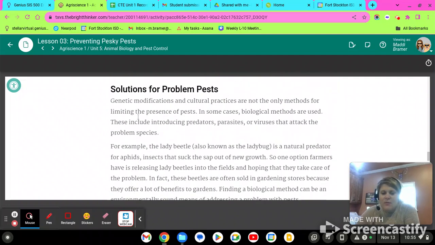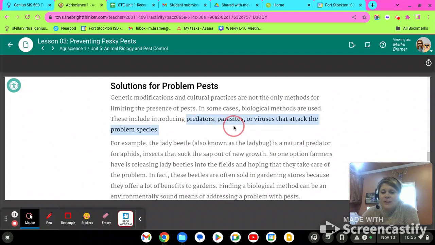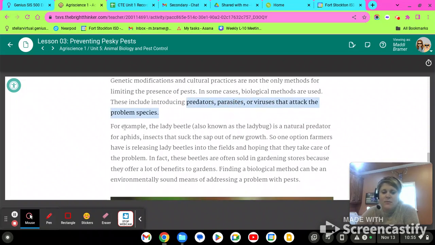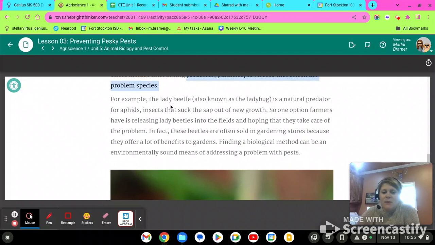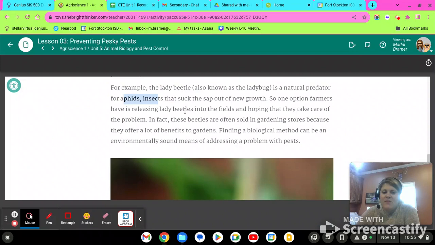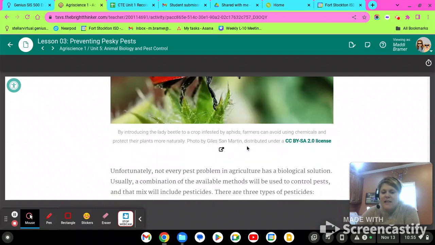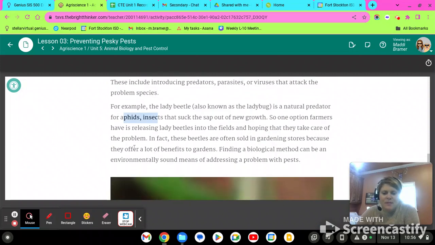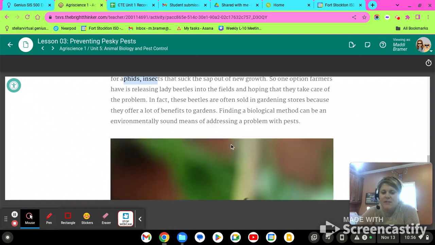So, solutions for problem pests. We've genetically modified a lot of our seeds and plants to be more resistant to some of these pests, which is great. We can introduce predators, parasites, or viruses that attack the problem species. For example, the lady beetle, which is a ladybug, is a natural predator of aphids. Aphids suck the sap out of new growth. They're very tiny little insects. So farmers, especially in greenhouses, will release ladybugs, and the ladybugs will eat the aphids.